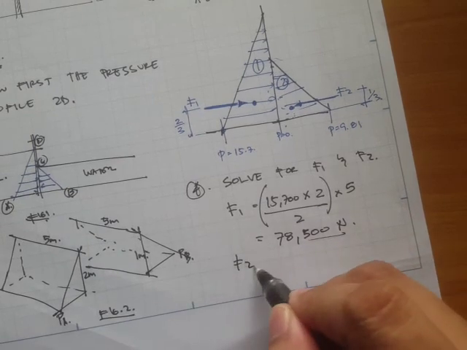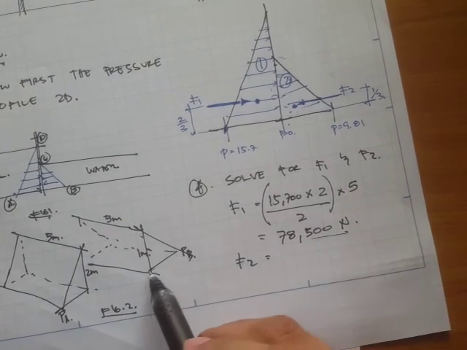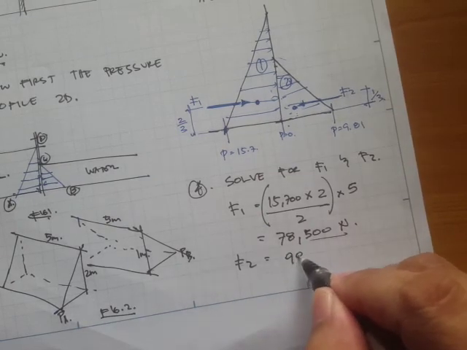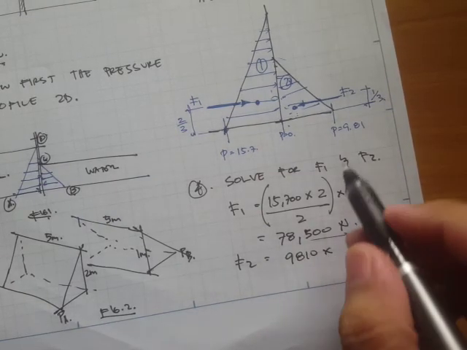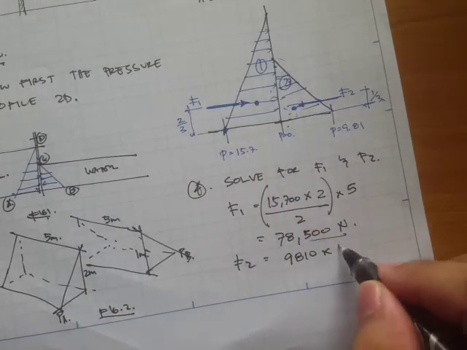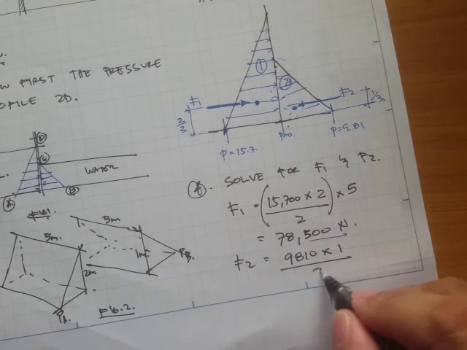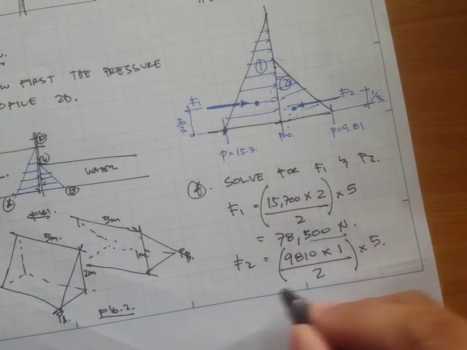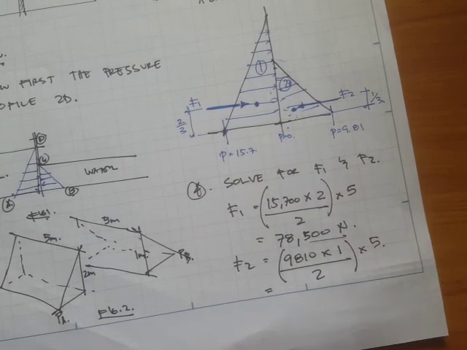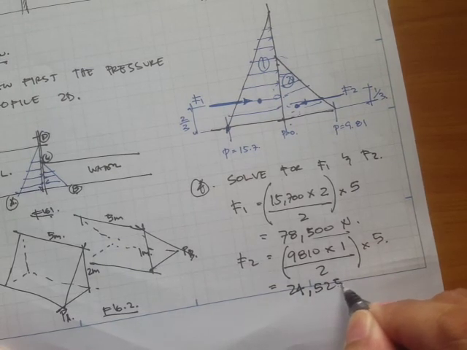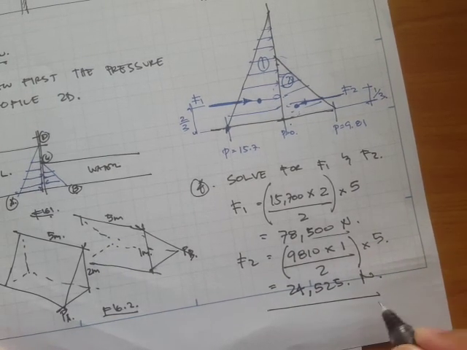Okay, so for F2, we have to solve what's the pressure. That's just 9,810 times the vertical distance, which is 1, and since it is a triangle, you have to divide it by 2, times the length, and the answer is 24,525 newtons.